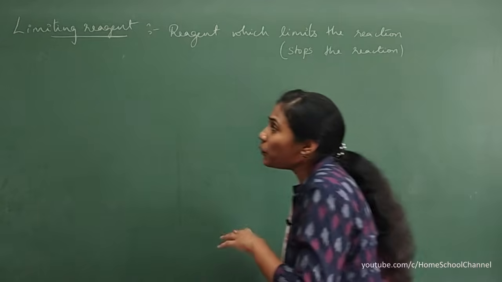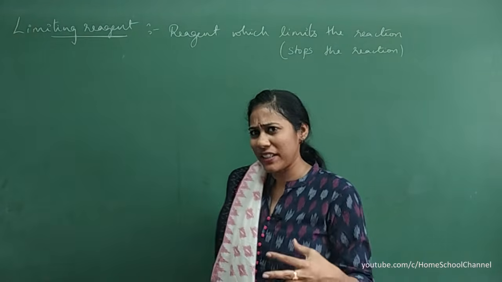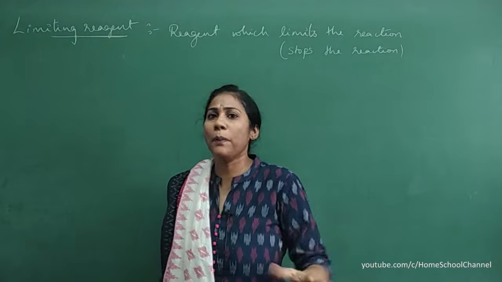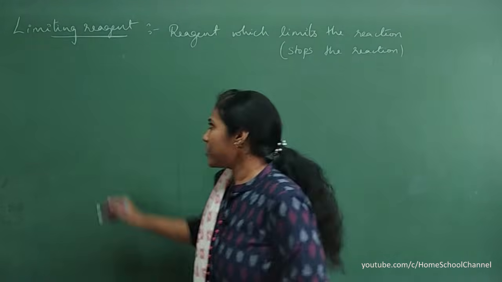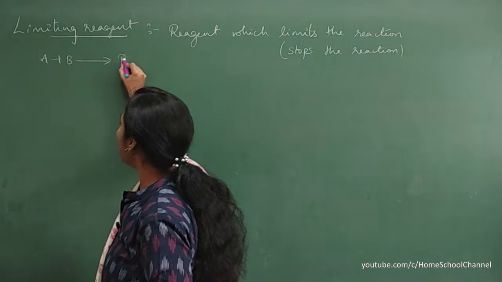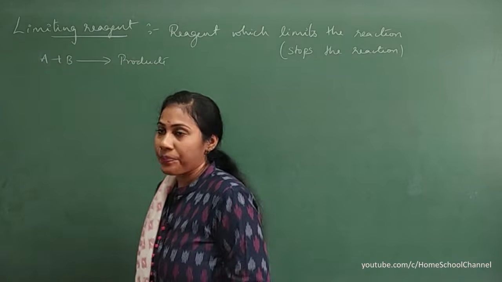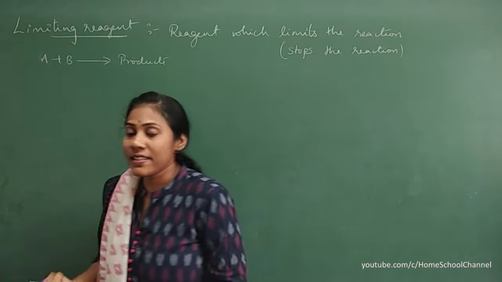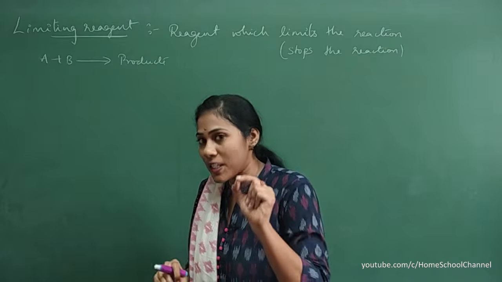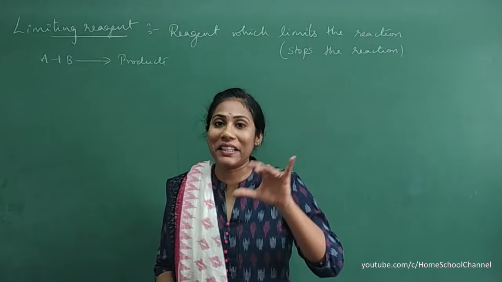So I think you must have got some idea about limiting reagent, right? So the reagent which can stop the reaction. Any reaction, say for that matter, A plus B reacting to give products. So here, these are the two reactants. So among the two reactants, the reactant which is responsible for stopping the reaction is called limiting reagent.